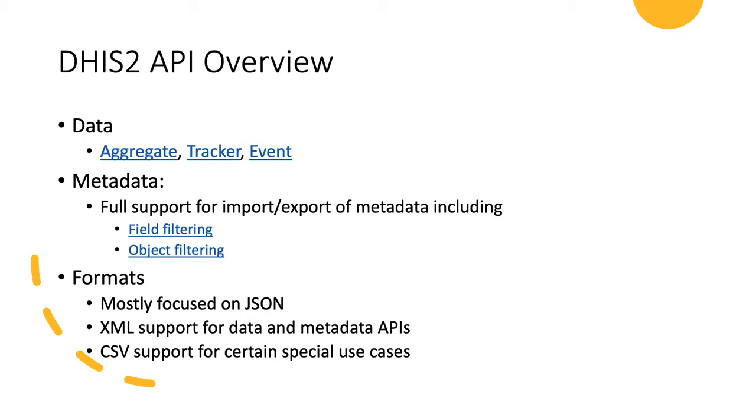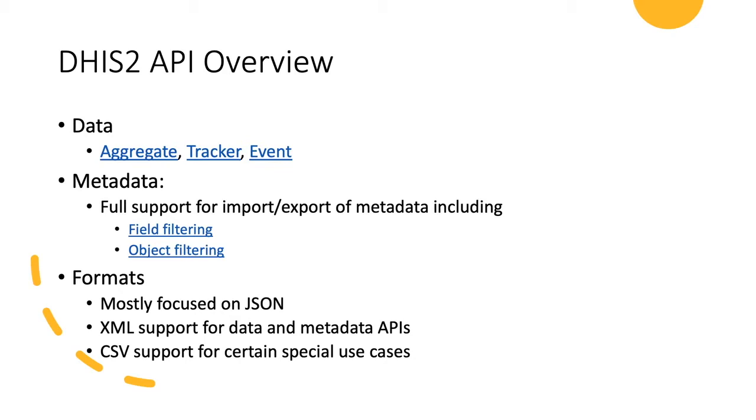We do support XML. Not in every case, but in most cases. For example, for the aggregate, we have an XML version. We have an XML version of the tracker, although that is going away. I just want to mention that. And we do have an XML version of event, which is also going away. It might be added back, but the next iteration of the tracker APIs will actually remove XML support.